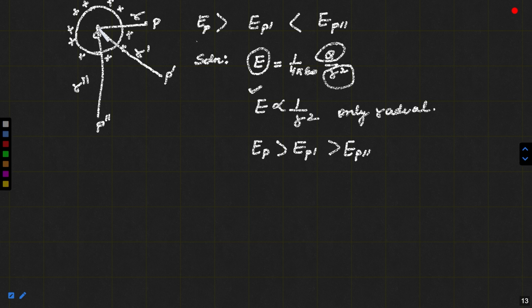If we talk about the point P triple prime and the radial distance is R triple prime, in that case the electric field at point P triple prime is less. Now it is clear? Yes or no?